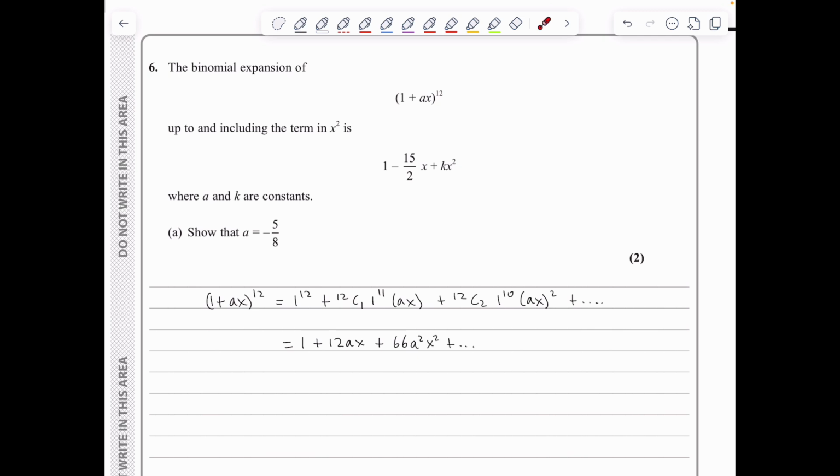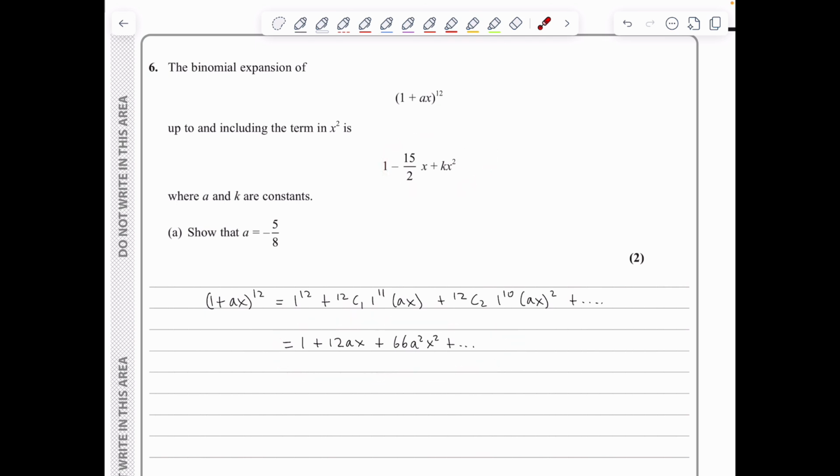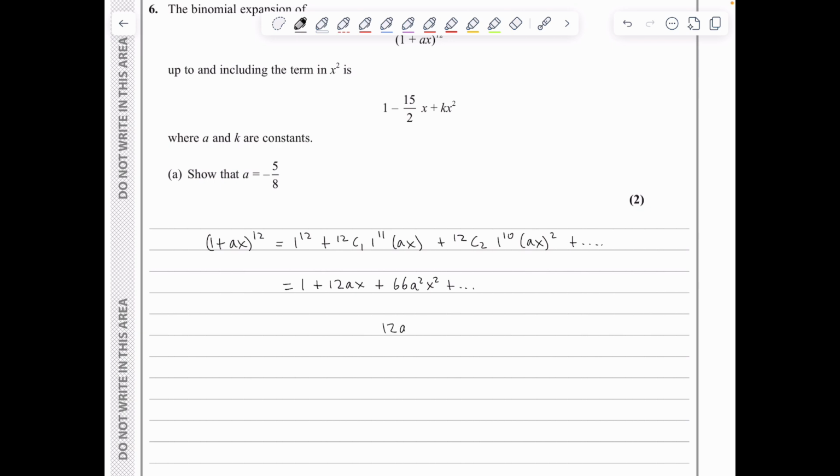Now we compare the expansion we just obtained with the expansion given in the question. I can equate the x term, so we get the minus 15 over 2 is equal to 12a. So let me write this down. We've got 12a being equal to negative 15 over 2. Now we'll divide both sides by 12, and I get that a is equal to negative 5 over 8 as required.